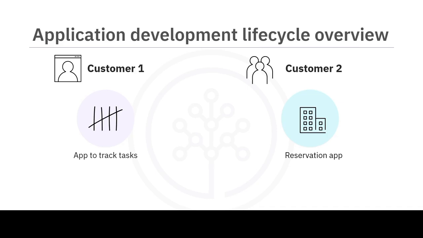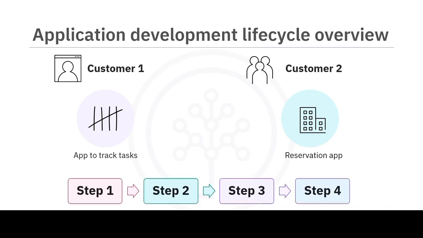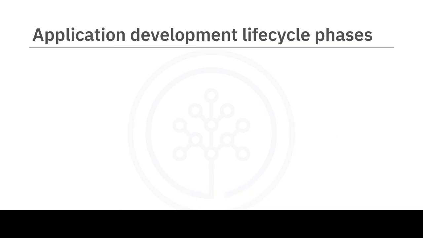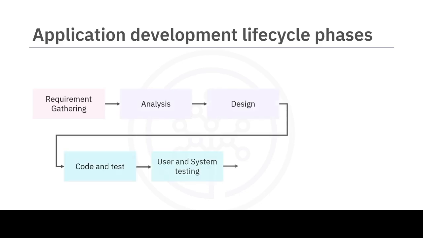Regardless of the application type, every application will go through different phases, called the application development lifecycle. You can divide the application development lifecycle into 7 phases: requirement gathering, analysis, design, code and test, user and system test, production, and maintenance. Let's look at each of the application development phases in detail.